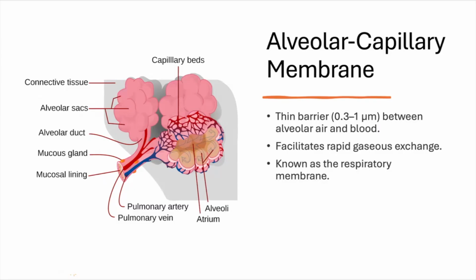The thickness is hardly 0.3 to 1 micrometer. That makes it a very thin layer lying between the alveolus and the capillaries. Due to this thin barrier, it helps in rapid gaseous exchange, in less than a fraction of a second. And this is also known as the respiratory membrane.